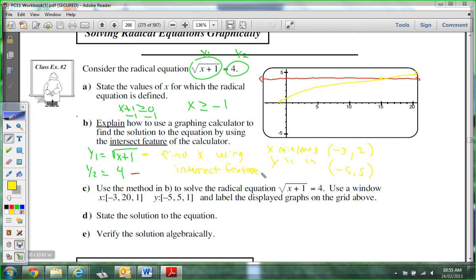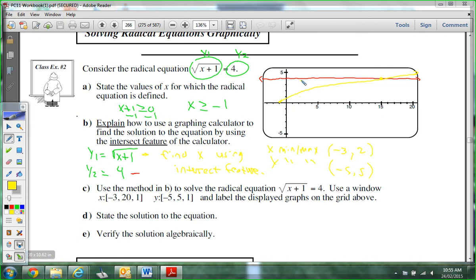Okay, so what you're going to do is hit, I believe it is, second trace on your calculator. Second trace. And intersect is number 5. With intersect, it's actually one of the easier ones to use. It's going to say first curve. All you have to do is make sure it's on one of your lines. Doesn't matter which one, just make sure it's on one of your lines and hit enter. Then it's going to say second curve. You just got to make sure it's on the other line and hit enter.